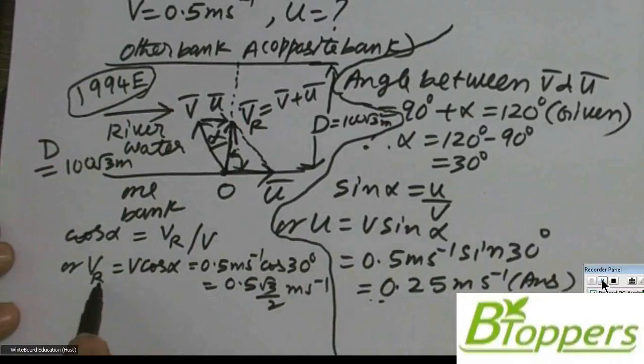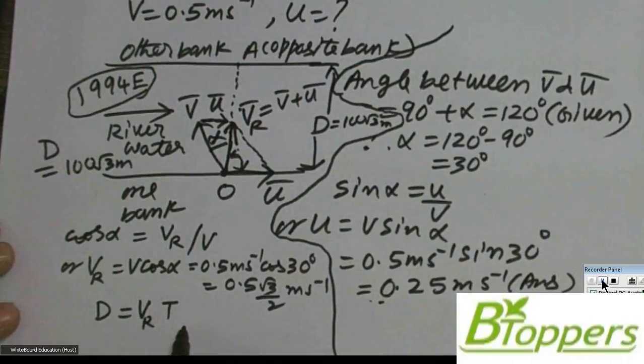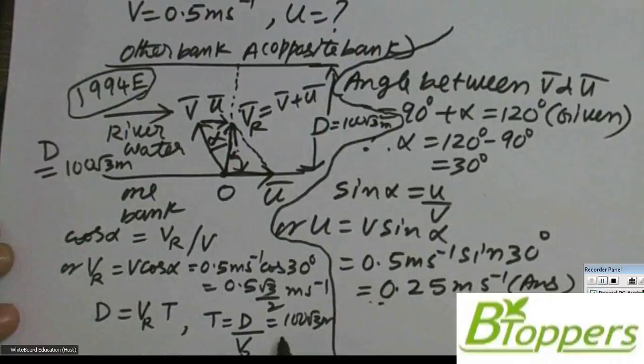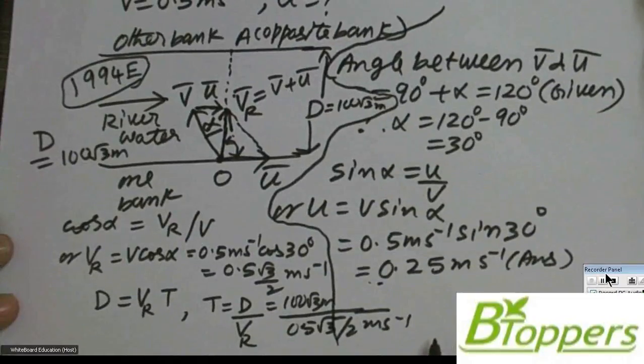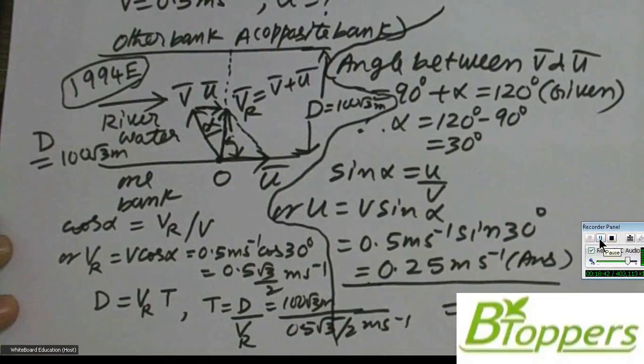Therefore, the actual distance covered is the same as the width of the river, which you can write as magnitude of the resultant velocity into time taken. Therefore, the time taken to cross the river, you can write, is the width of the river by the magnitude of the resultant velocity. Width of the river is 100 into root 3 meter. Magnitude of the resultant velocity is 0.5 into root 3 by 2 meter per second. Simplify this, get the answer as 400 seconds.